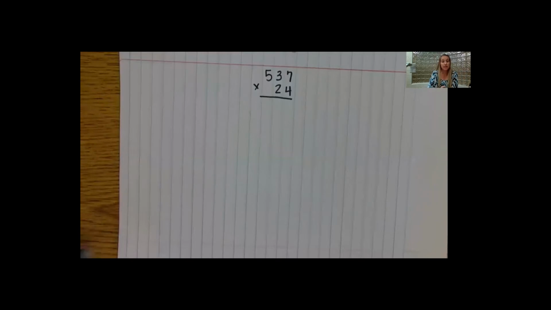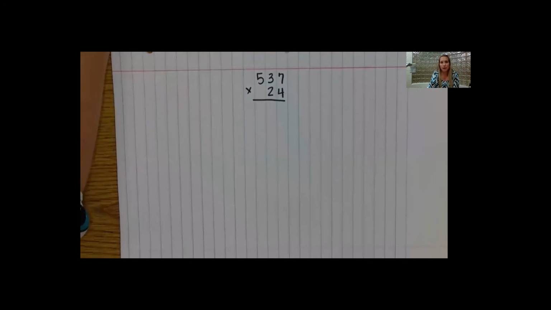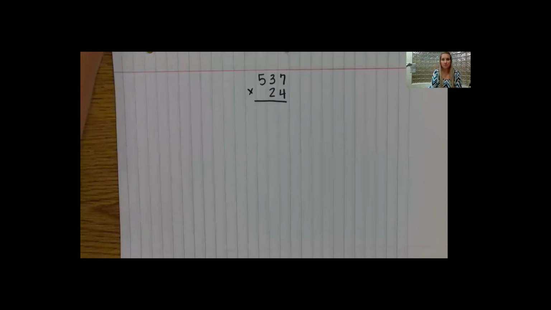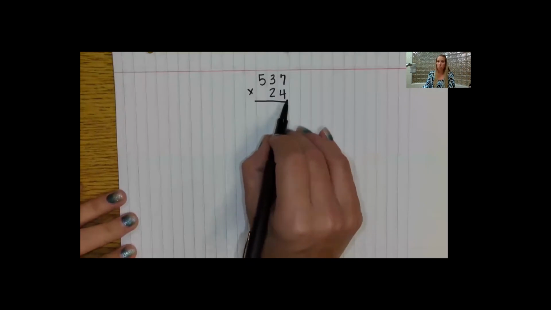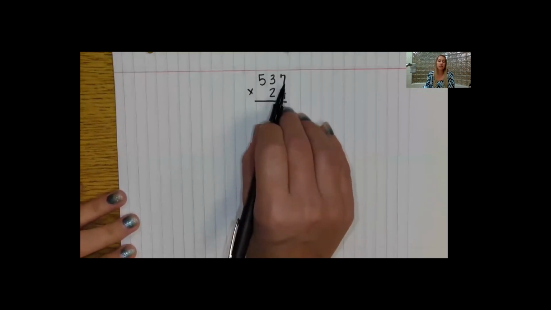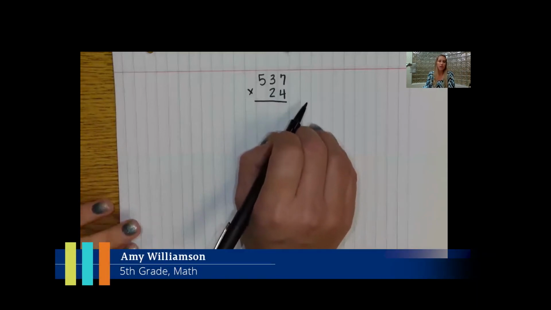Oh, you're right. This is very similar to what we worked on yesterday. What do you notice that is a little bit different? Exactly. There are no zeros in our factor. Do you think this will change the process? Let's find out. Starting with the ones place, remember, in 24, we're going to multiply each of the digits in our top number, 537. Just like yesterday, we can't forget to regroup if needed.